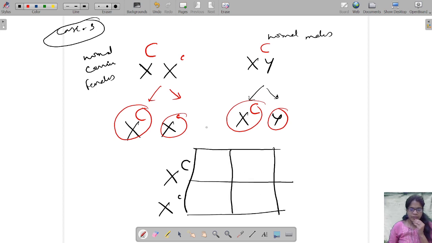And the two gametes that we get here are this one and this one. Okay, now see, when these two cross, these are the two gametes that we get from the mother, and these are the two gametes that we get from the father.